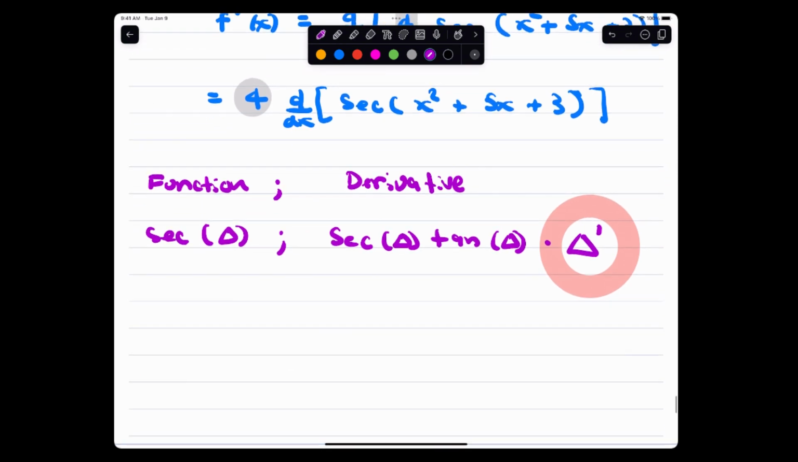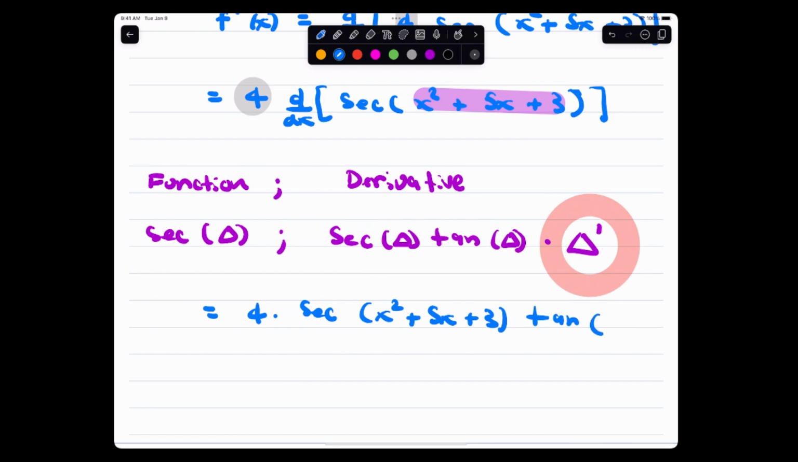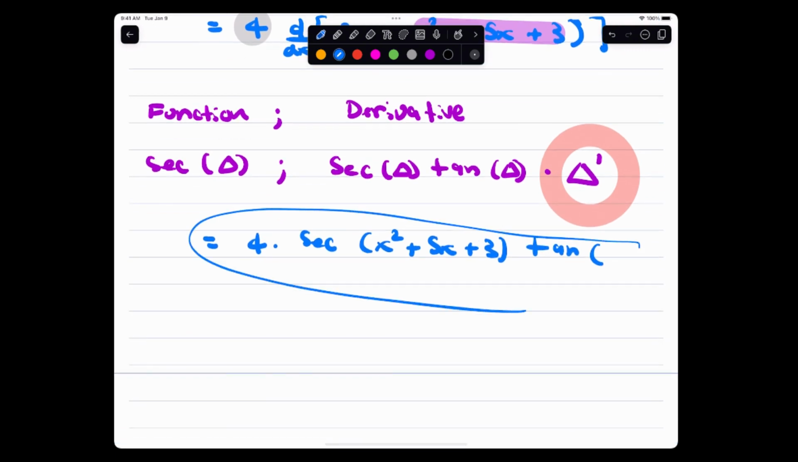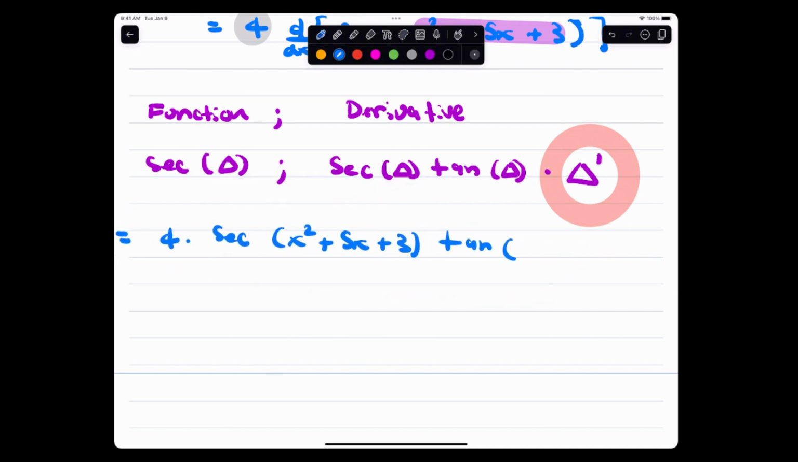Okay, you guys okay with that? So you say, well, what do I do here? Well, we can say this is 4 now. Keep the 4. The derivative of what's in the triangle here? You see that there? So what you say here is secant now. What's that derivative? It's secant of x squared plus 5x plus 3. It is tangent of the same thing, so I need space. So we get tangent of the same exact thing: x squared plus 5x plus 3.